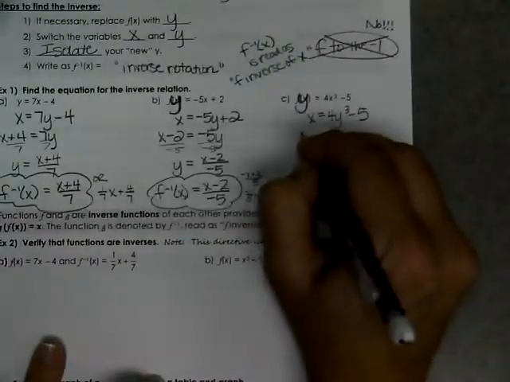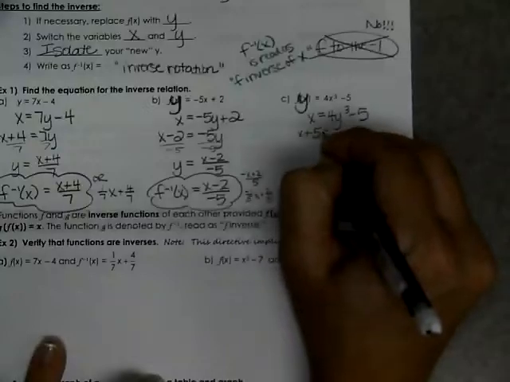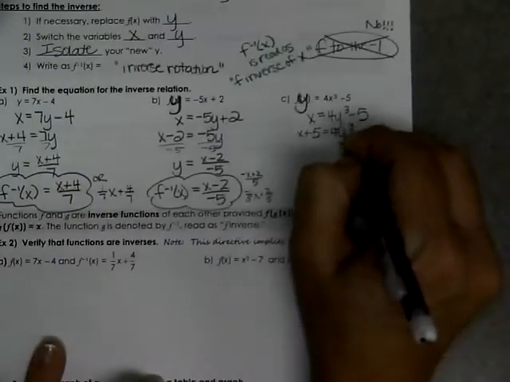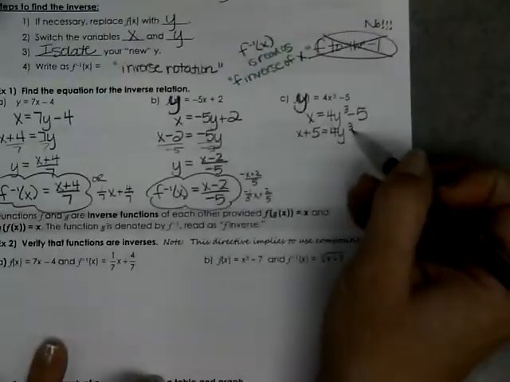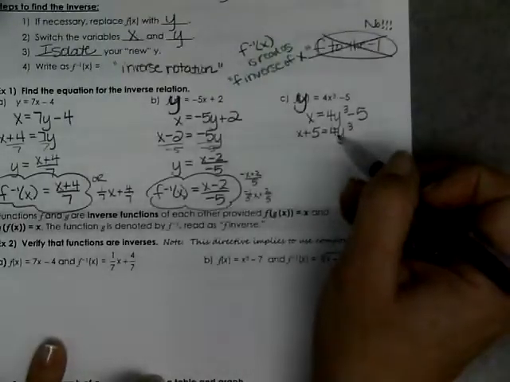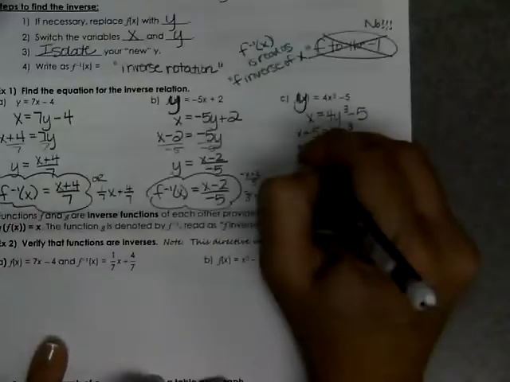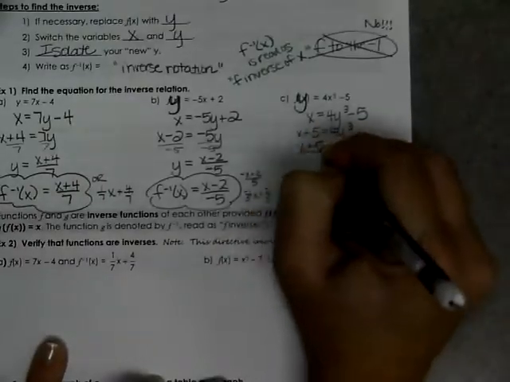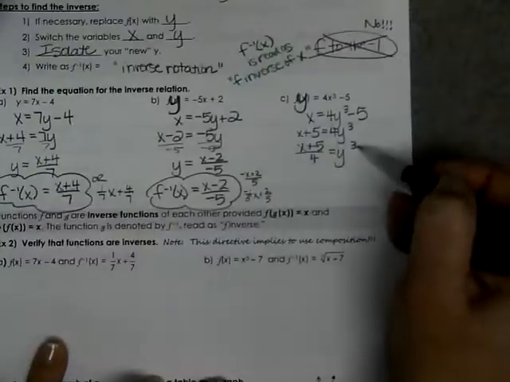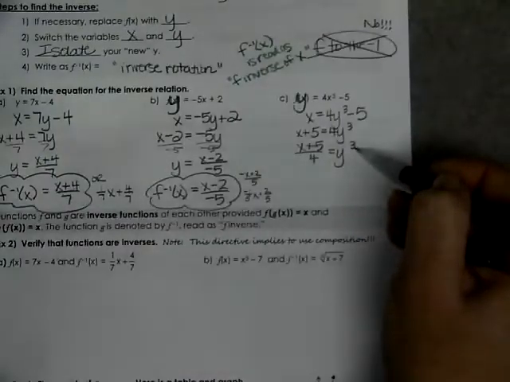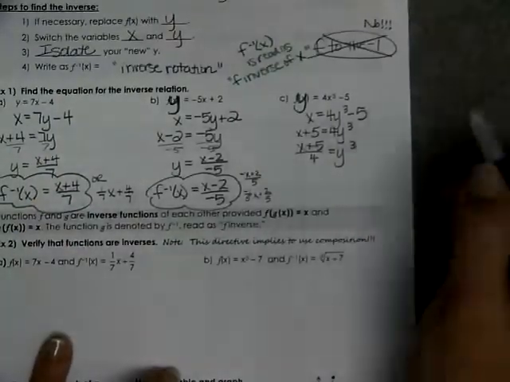So we'll add 5. So I get x plus 5 equals 4y cubed. You would not take the cube root yet. First, we want to get rid of the 4, guys. So we would divide by 4. And now that we've isolated the power, now we can take the cube root of both sides.